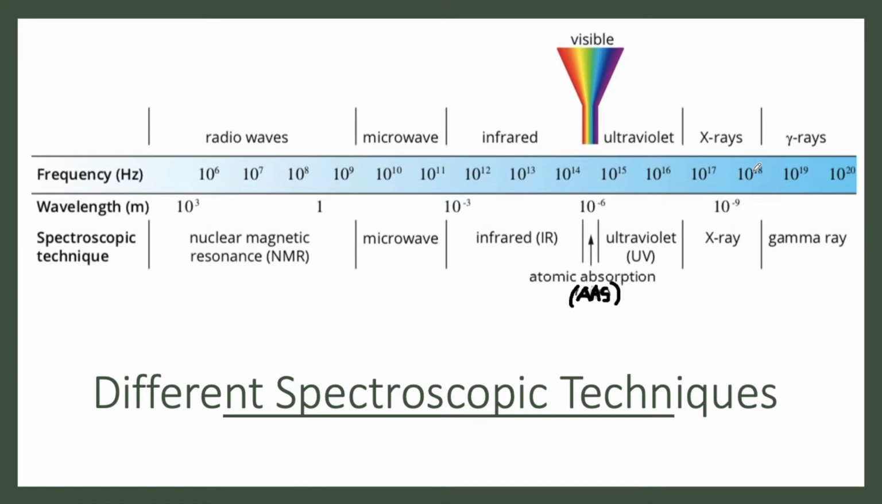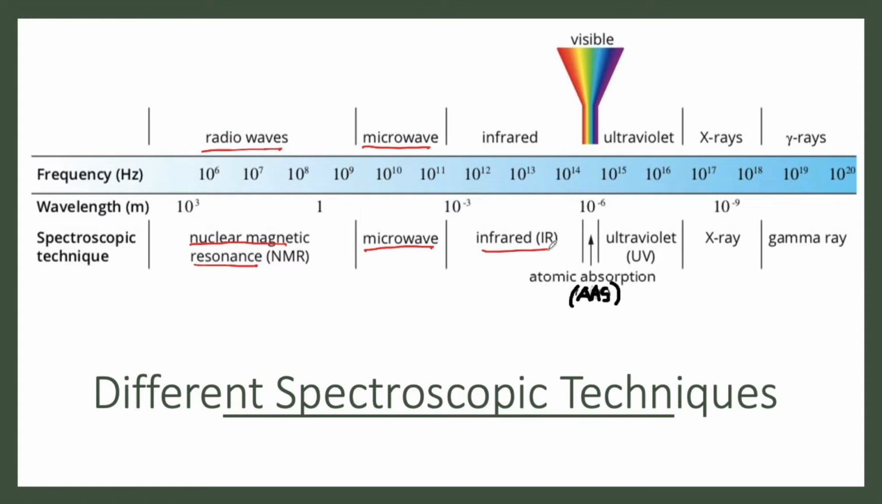So let's have a look at how these different types of electromagnetic radiations are getting involved in different spectroscopic techniques. First, we have nuclear magnetic resonance, which is also known as NMR spectroscopy. It makes use of radio waves. The second spectroscopy technique which we can talk about here is microwave spectroscopy, which makes use of microwave radiations.